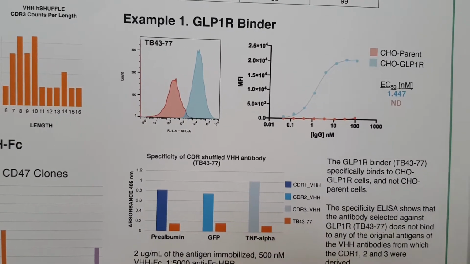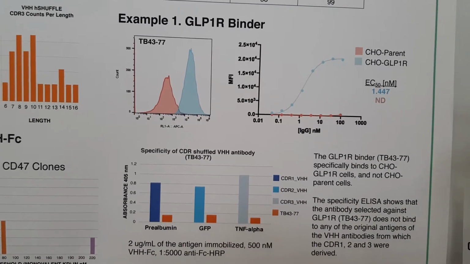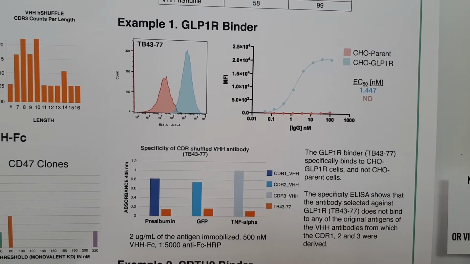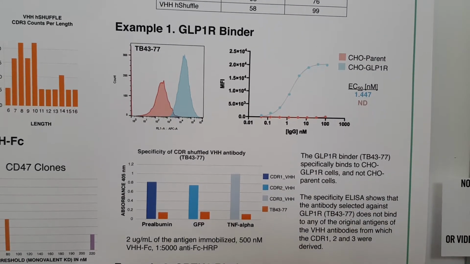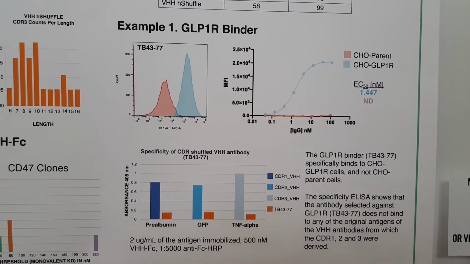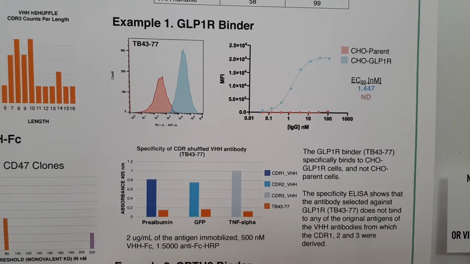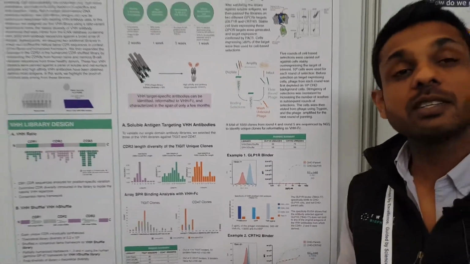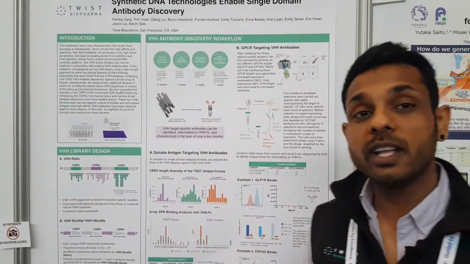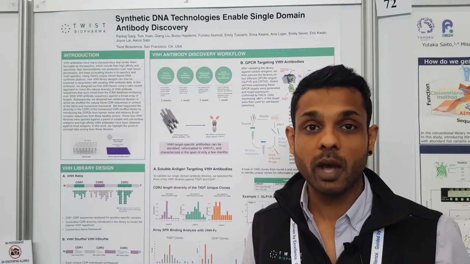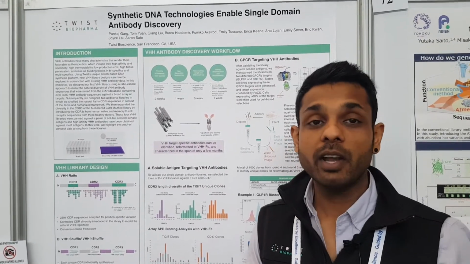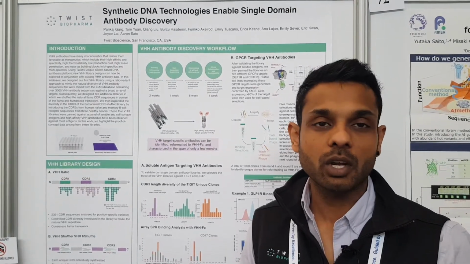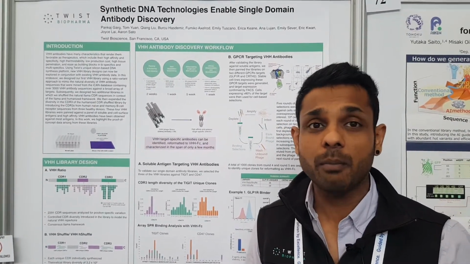Here our specificity ELISA shows that although the original antibodies are still binding to their targets of interest, the antibody that we've now created does not bind to any of these antigens. I believe this is probably the first time we're showing that you can take a CDR shuffled approach to create specificity against completely new antigens. And these also have very high affinity. We've also done a lot of downstream testing on developability, expression, and Tm, and they all behave really well.